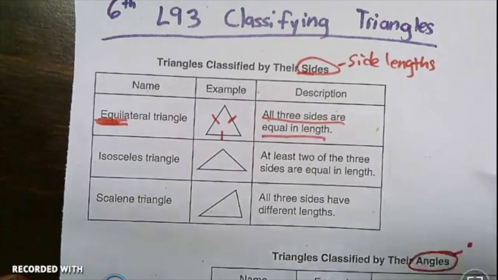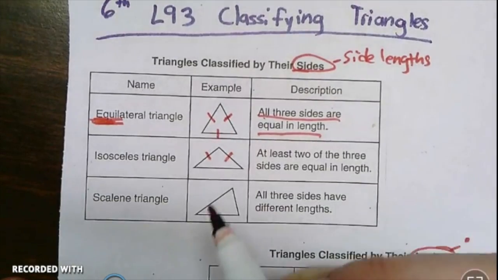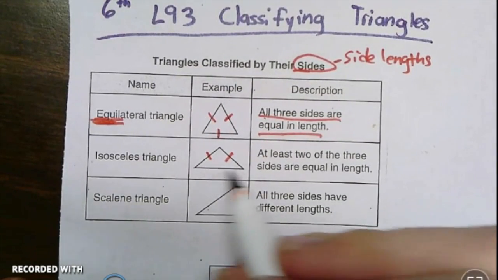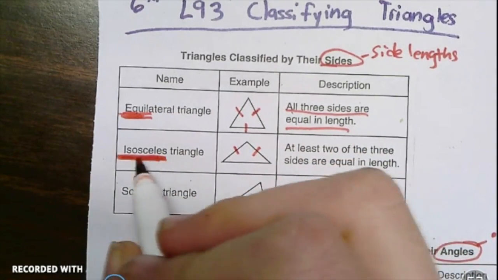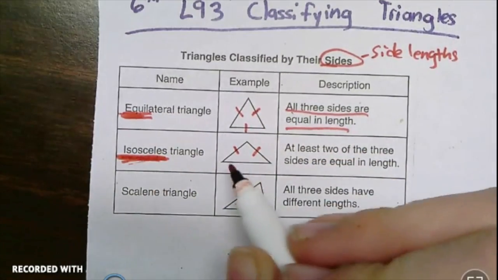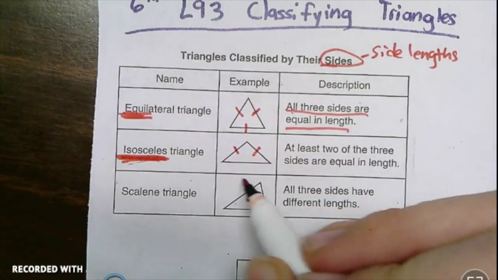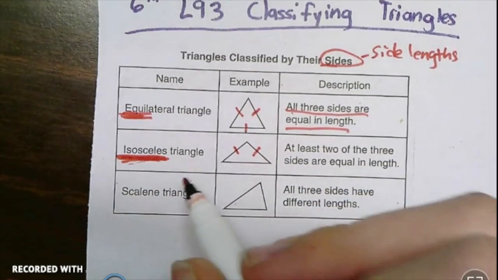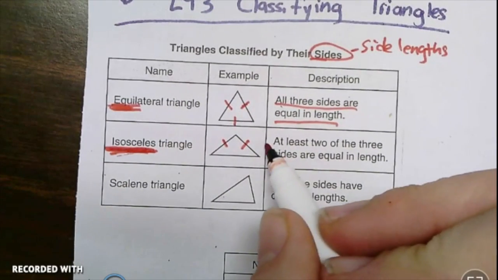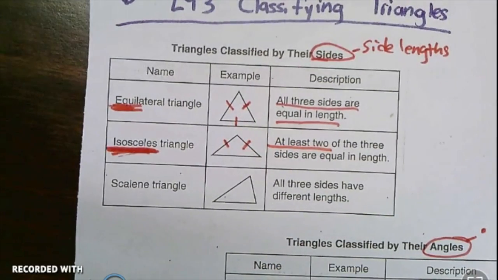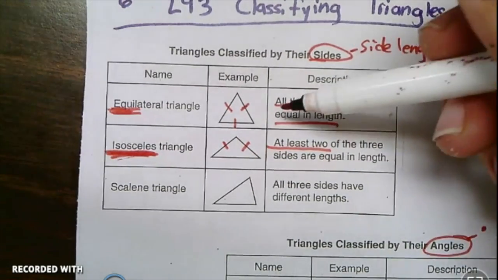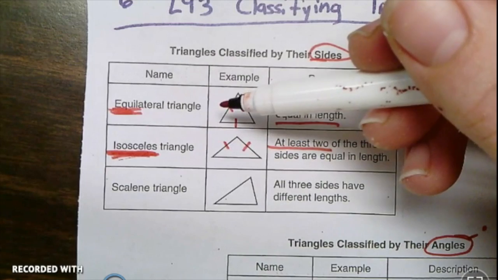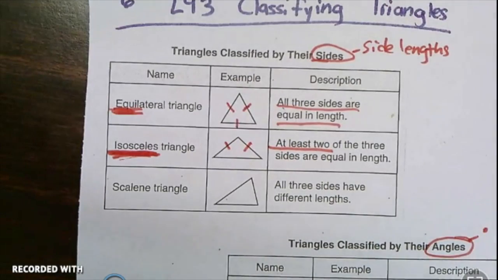If only two of the sides are the same, so if those two are the same, but not this bottom side, then it is isosceles. Although really, even if all three are the same, you could also say that it's isosceles, because isosceles triangles have to have at least two of the three sides equal in length. Even though equilateral triangles are also isosceles triangles, we usually just call them equilateral.